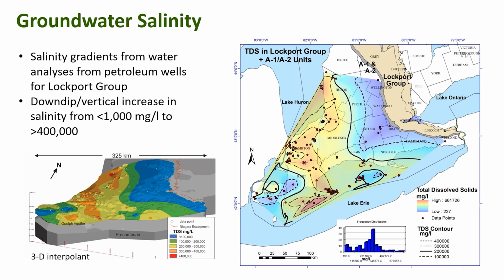There is enough water analytical data from the Lockport group plus the Salina A1 and A2 units to construct a groundwater salinity gradient map. I'm just showing you an example of that here. You can see increasing salinity with depth from the subcrop belt.